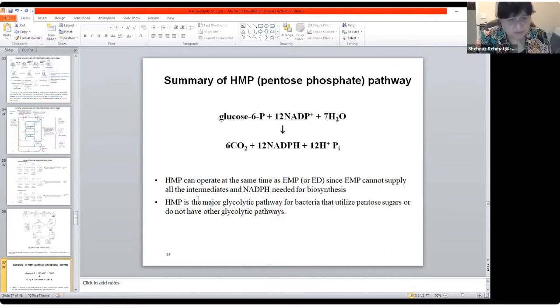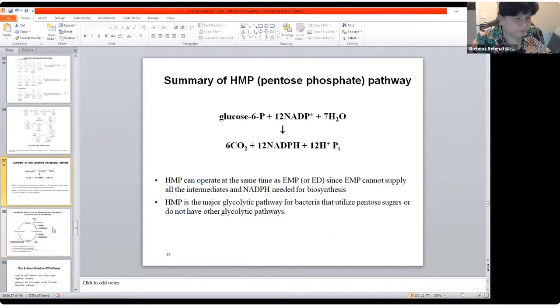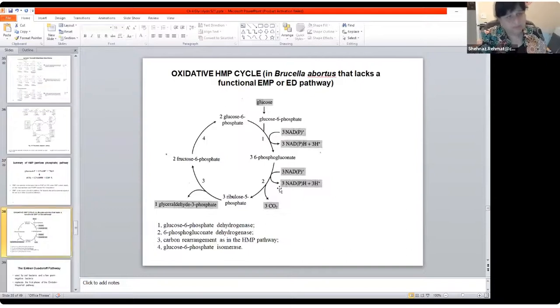Since EMP cannot supply all the intermediates, and NADPH generated from this is needed for biosynthesis. HMP is a major glycolytic pathway for bacteria that use pentose sugars or do not have any other glycolytic pathways. They can just run on HMP and they will be happy. So if they are fed only pentose sugars, this will be the major glycolytic pathway that they will use. Now let's look at a modification.